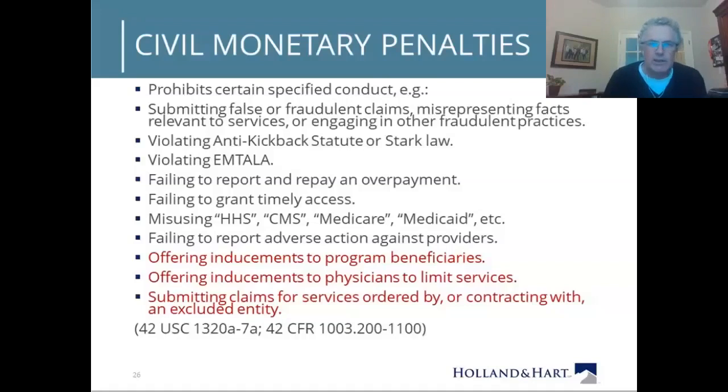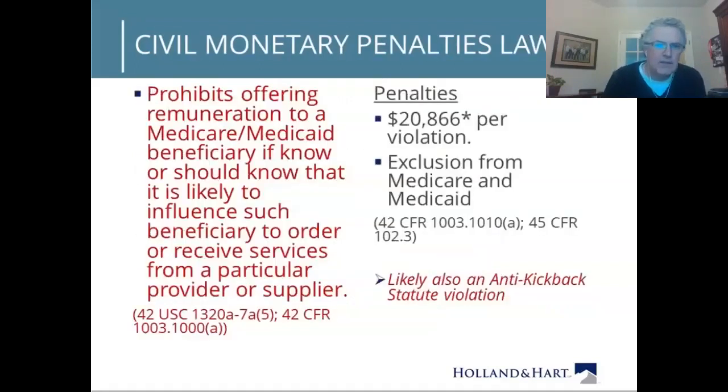In addition, the ones that I want to talk about today: the Civil Monetary Penalties Law prohibits offering inducements to program beneficiaries. It prohibits offering inducements to physicians to limit services, and it prohibits you from submitting claims for services that were ordered by or contracted with an excluded entity. Let's talk about each of those.